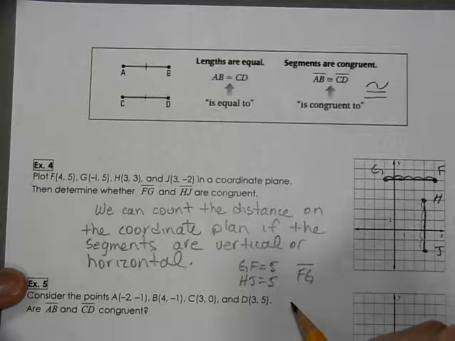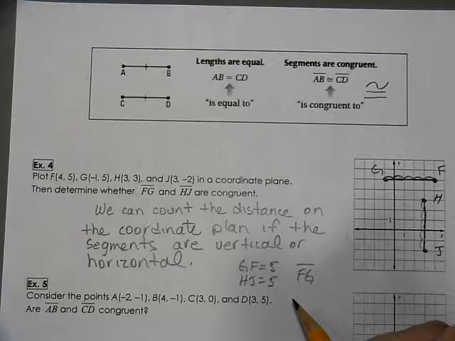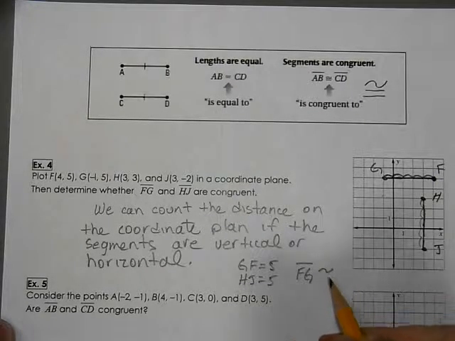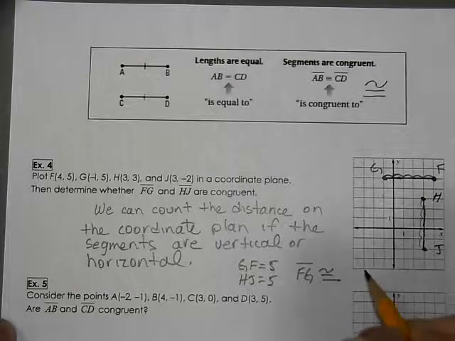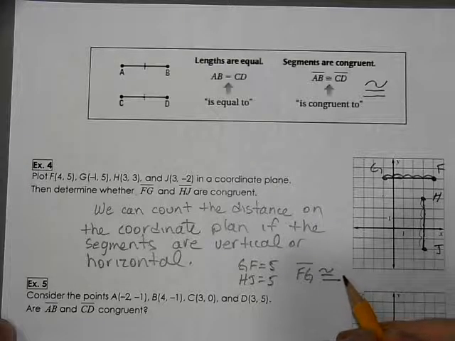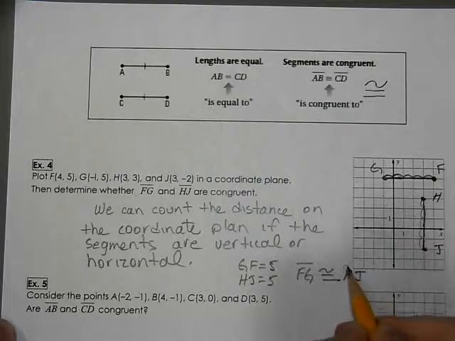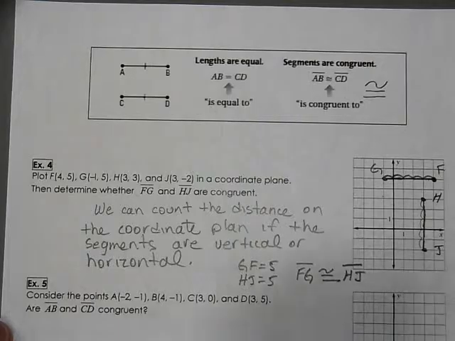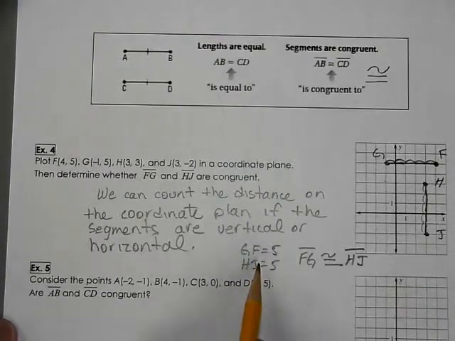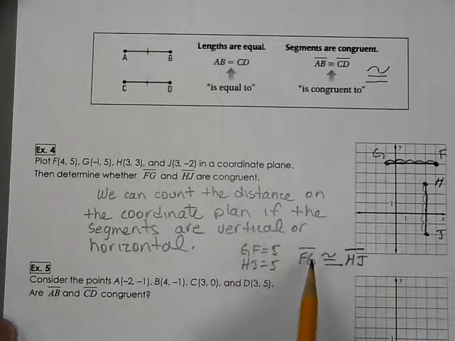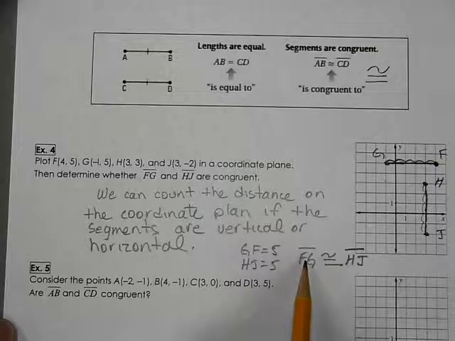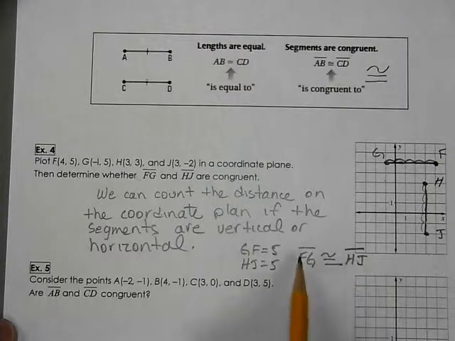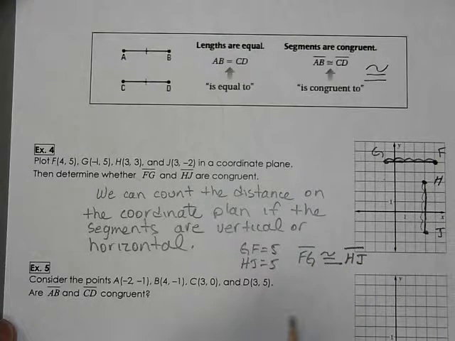In this case, because their numbers are the same, we would say that FG with a bar across it, because we're talking about congruence, we're talking about shape, is congruent to HJ. We put the bar across it. When we're talking about a number value, we don't put bars above them, but when we're relating them to another segment, we do put the bars above it.